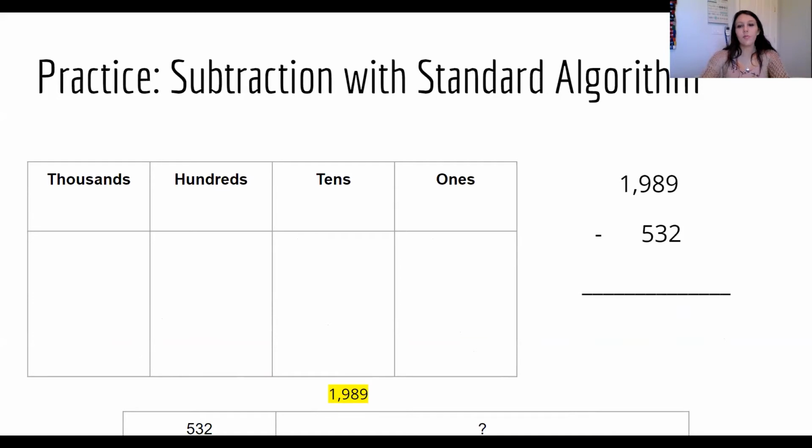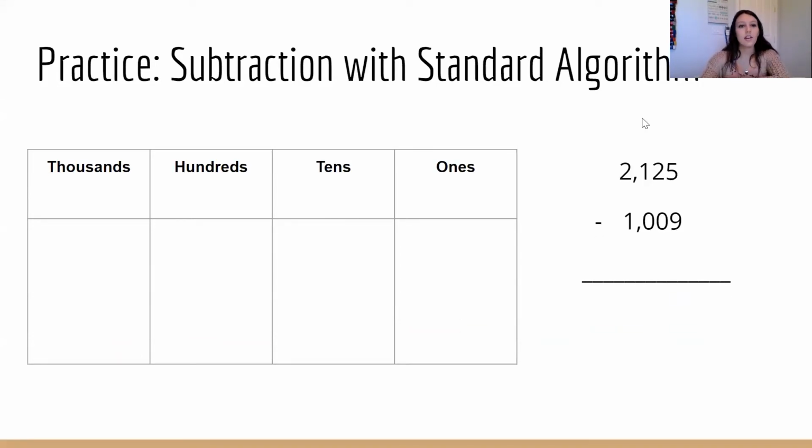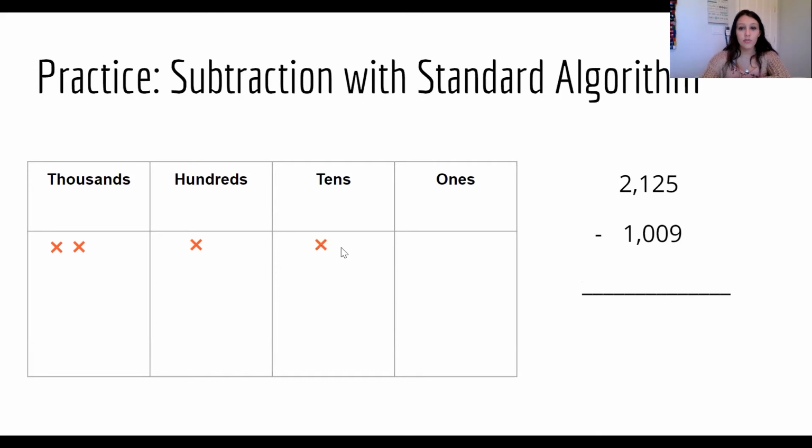So for this one, we have 2,125 minus 1,009. So we're going to start off with our place value mat. Let's put the number 2,125 in. So we're going to put X's. We have 2 thousands, 1 hundred, 2 tens, and 5 ones. Awesome.